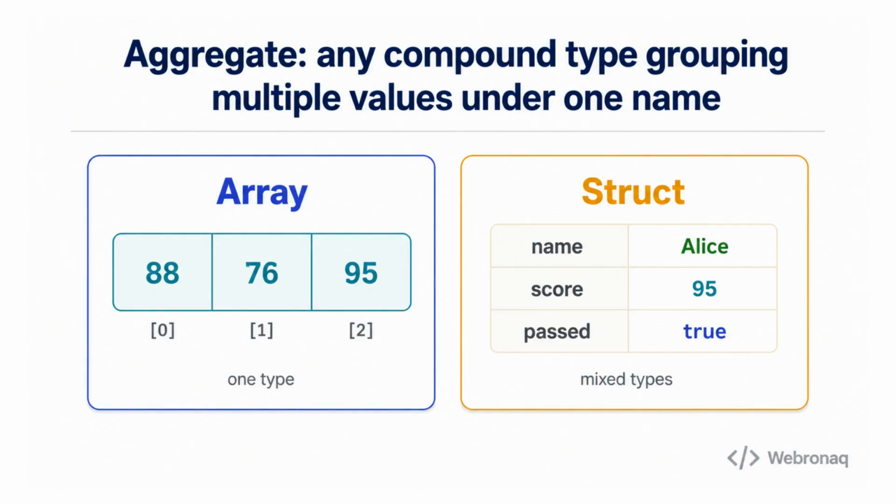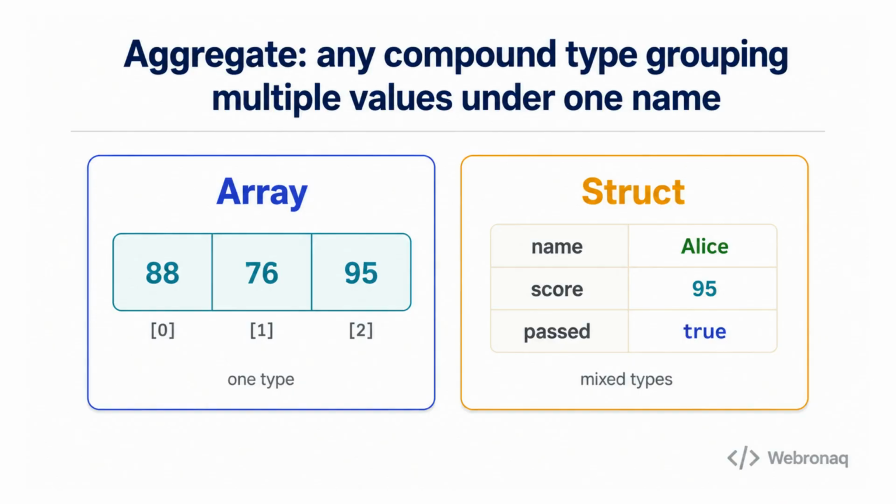Now look at this. An aggregate is a broader concept. It is any compound data type that groups multiple values together under a single name. Arrays are one kind of aggregate, but so are structs and records, and they work differently. An array groups many values of the same type. A struct groups values that can be completely different types. Think of a struct called student with a name field holding a string, a score field holding an integer, and a passed field holding a boolean. 3 different types, one named container.